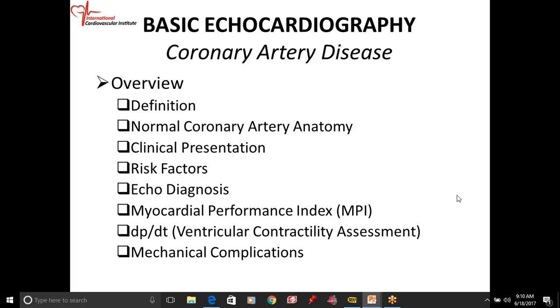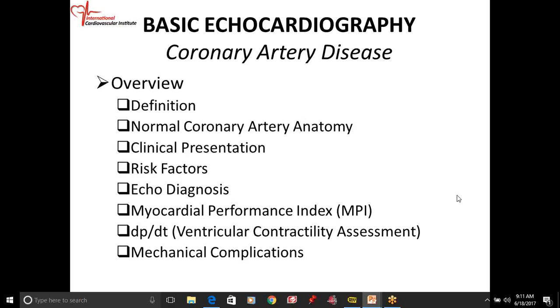Okay, so today we're going to do coronary artery disease. We're going to define what coronary artery disease is, look at the normal coronary artery anatomy, clinical presentation for CAD, the risk factors for CAD, how you make the echo diagnosis. We're going to use this opportunity to define and go over myocardial performance index, MPI.